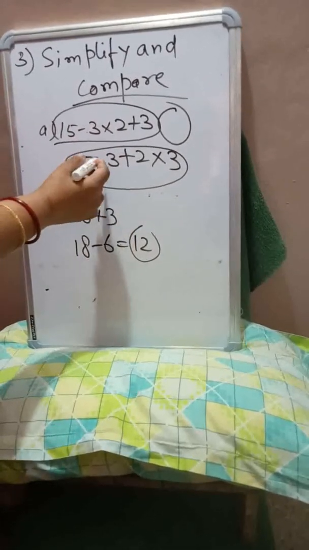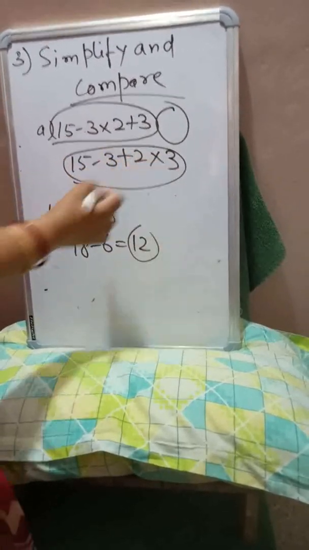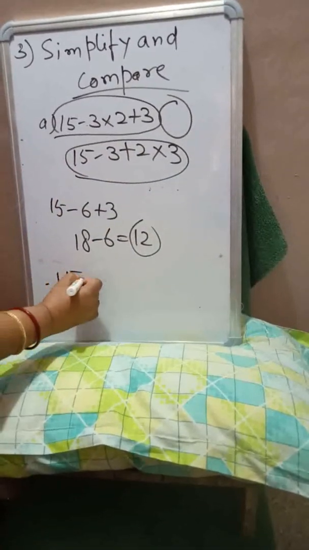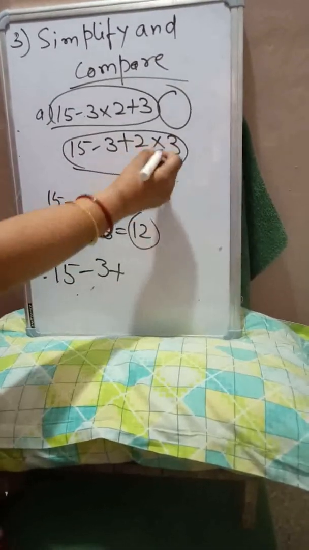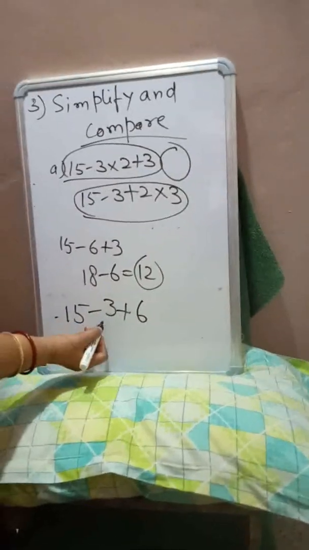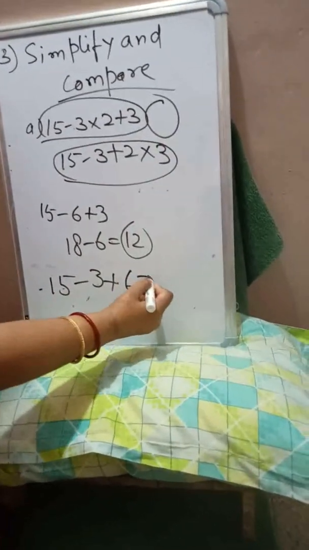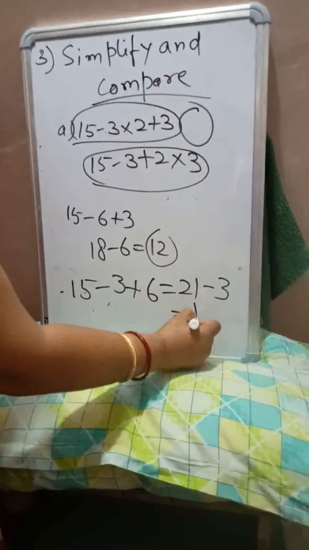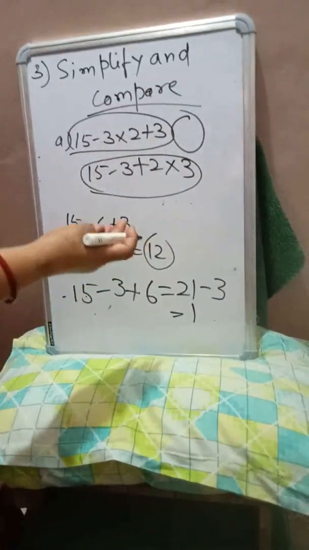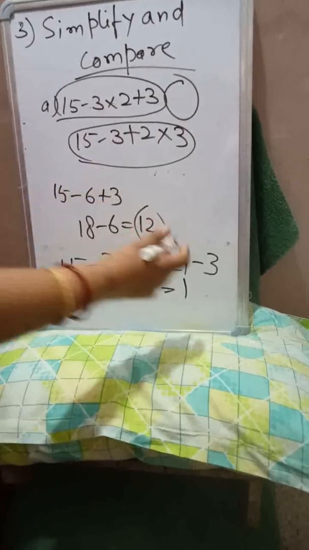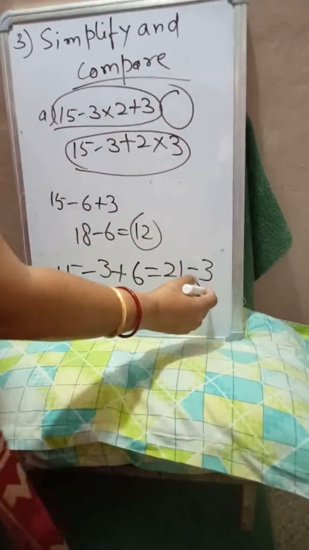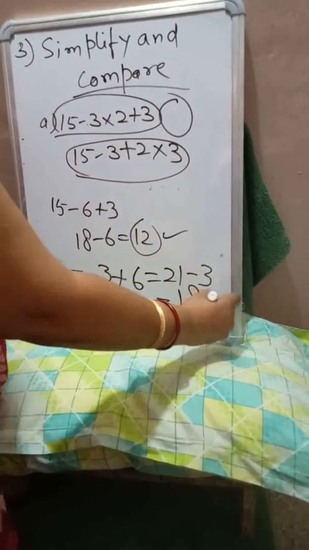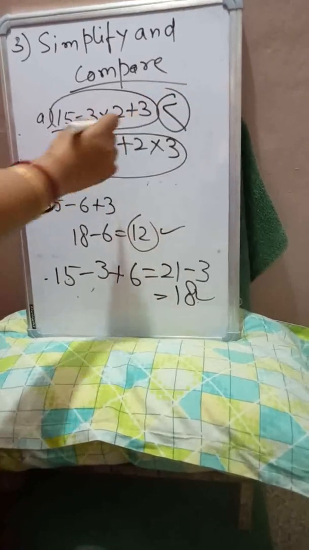Now come to the second, 15 minus 3 plus 2 times 3. We will solve this: 15 minus 3 plus 2 times 3 is 6. Okay, now with the plus sign, 15 and 6 will come together, 21 minus 3. 21 minus 3 is what? It is 18. So here you see that it is 12 and it is 18. So which one is more? The second one is more.